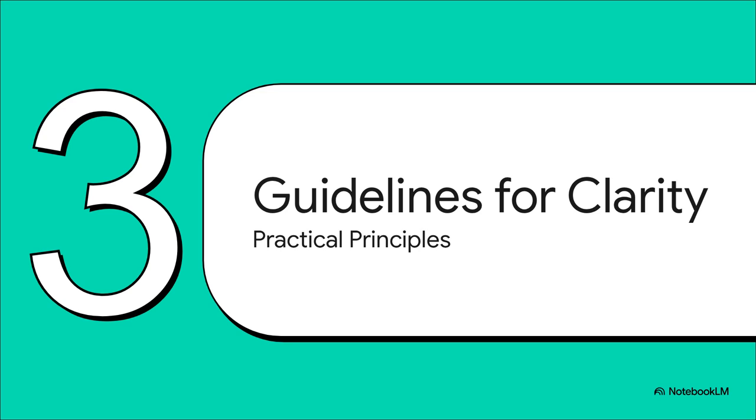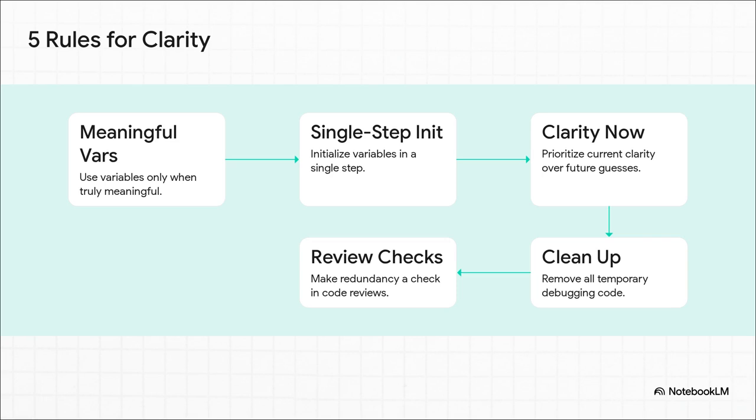The source gives us a really practical toolkit, a set of principles we can use to write cleaner code and, maybe more importantly, to build better habits. So here they are. These 5 guidelines really lay out a clear path. First, you have to question your variables. Ask yourself, does this variable actually mean something? If it does, great. Then ask, can I initialize it in one clean step?